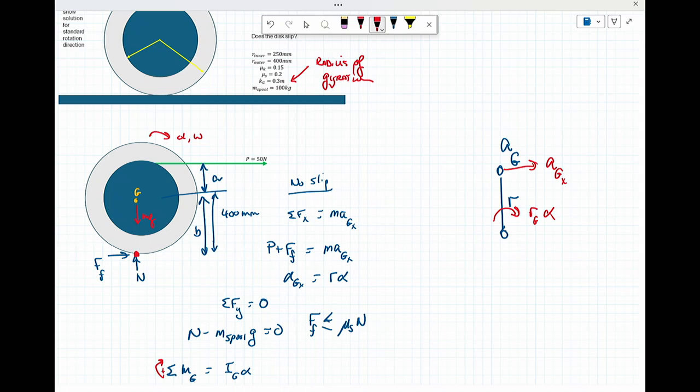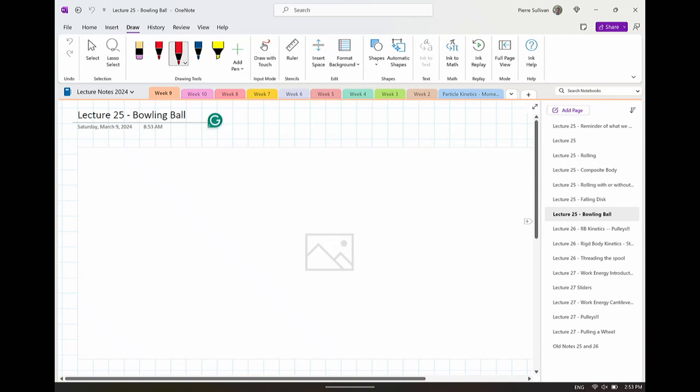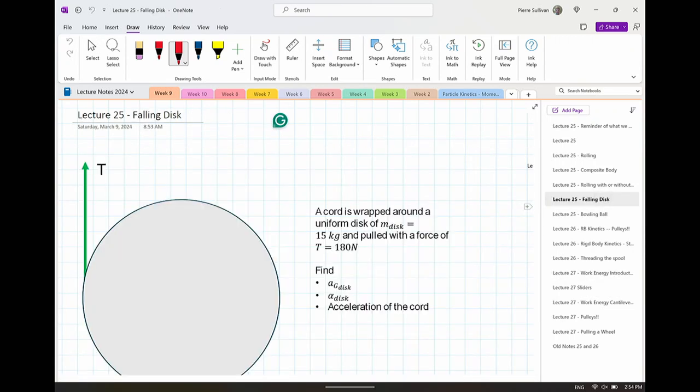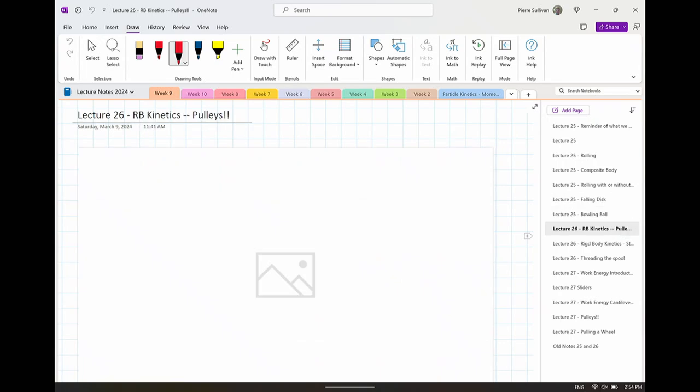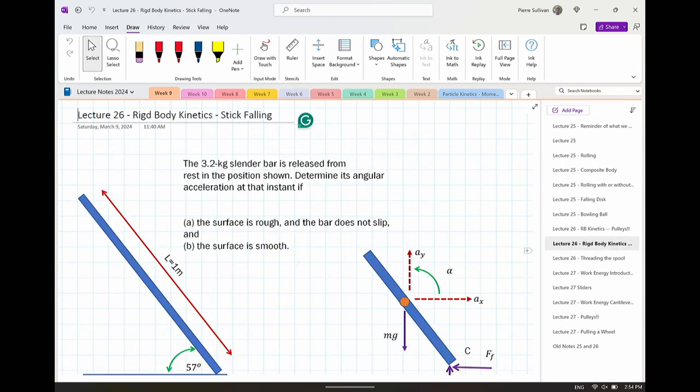Any other questions? This is kind of a mid-step problem. We're getting to the point where we're looking at more complex geometries. Let's see what I have here. Disk, ball, energy, pulleys. I don't want to do, oh, this one. I do want to do this one.